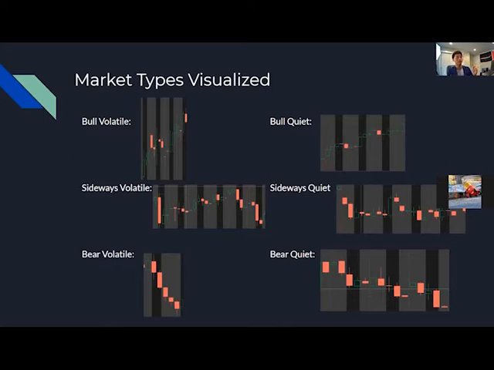I mean, we could see that there was a huge drop at around the second candle. It moved up a little bit, but then it went back down again. So there's no really noticeable trend here. We would call that a sideways volatile market.